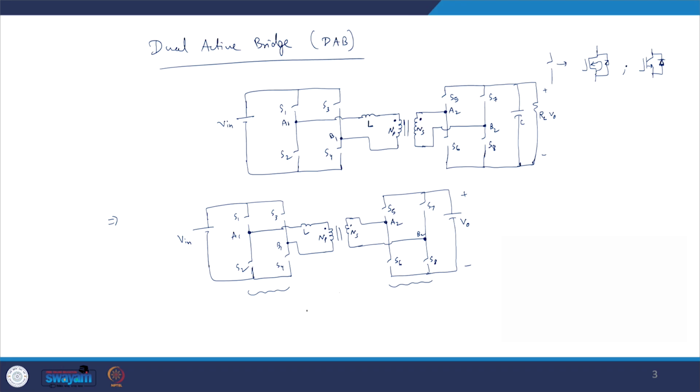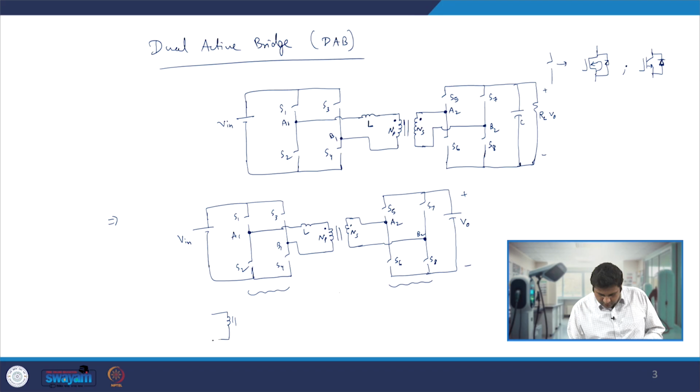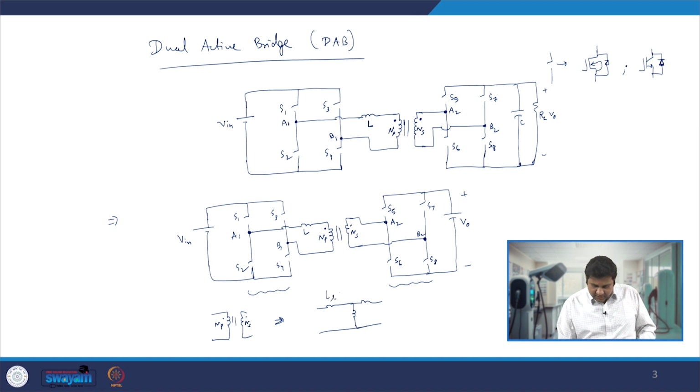So we can make this transformer, NP, NS, to be looking like something like this, where this is the L leakage on the primary side, L leakage on the secondary side, and we have this magnetizing component of inductance Lm.